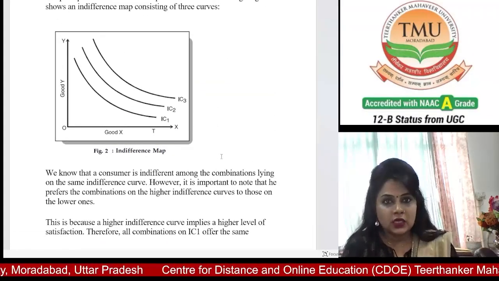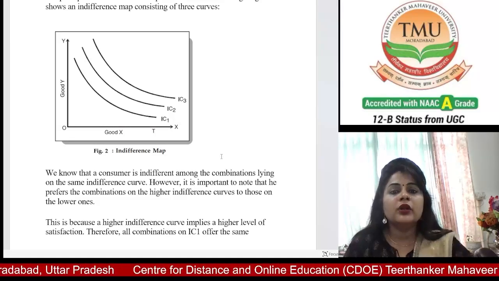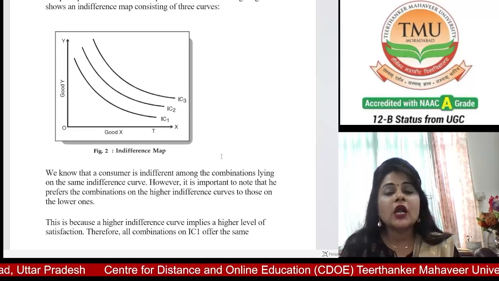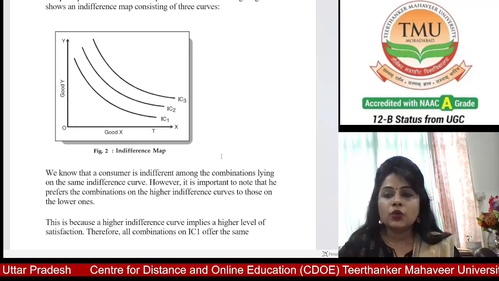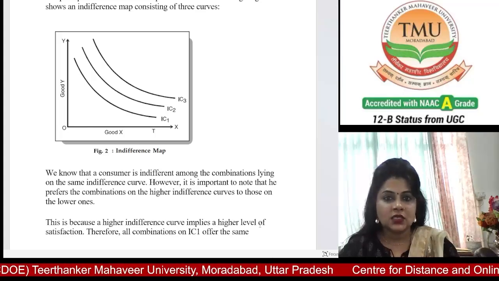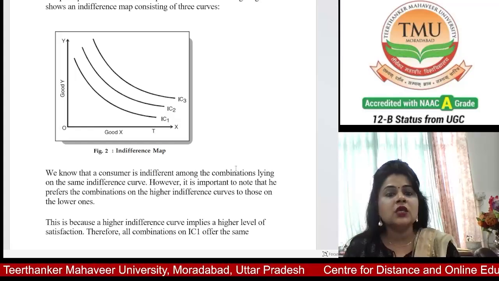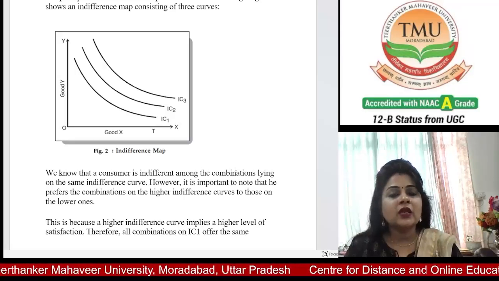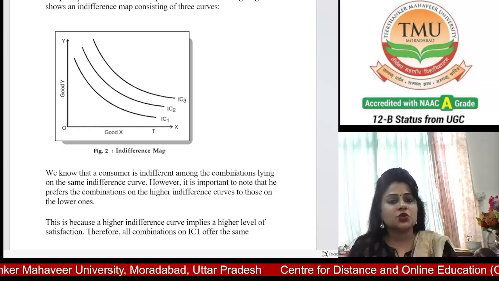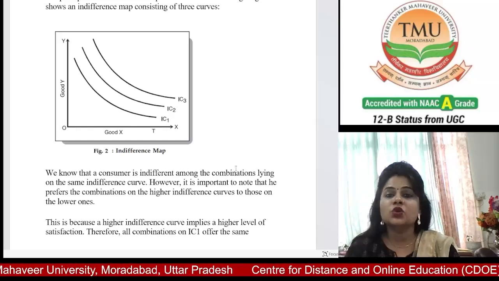In this diagram you can see that more than one curve is represented on a graph, showing different combinations of two different goods. Here we are using different curves. When more than one curve is represented on a graph showing different combinations of two different goods, each curve is known as an indifference curve.